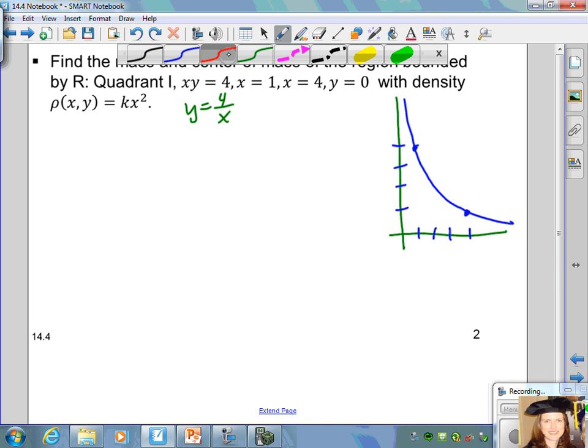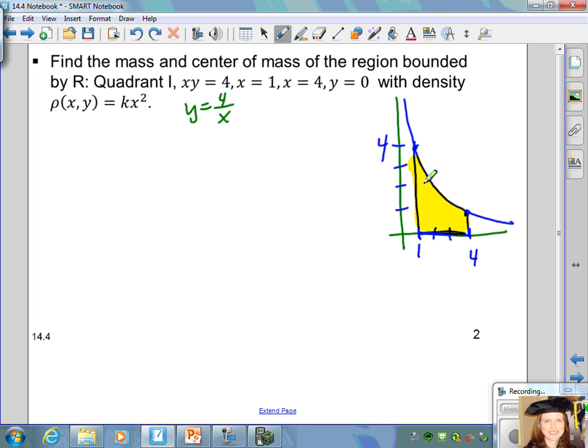X equals 1 is the vertical line through 1 on the x-axis. X equals 4 is the vertical line through 4 on the x-axis. And y equals 0 is the x-axis. So you can see the region that's bounded by those equations here. And we want to find the mass and center of mass of that region.